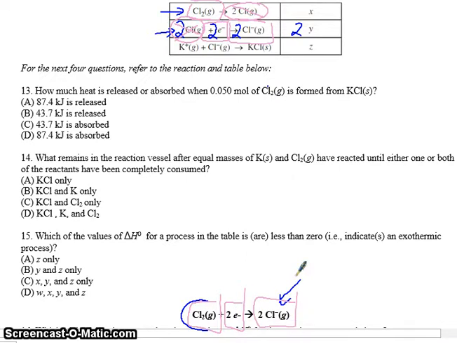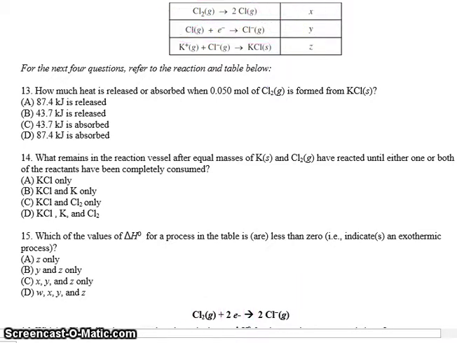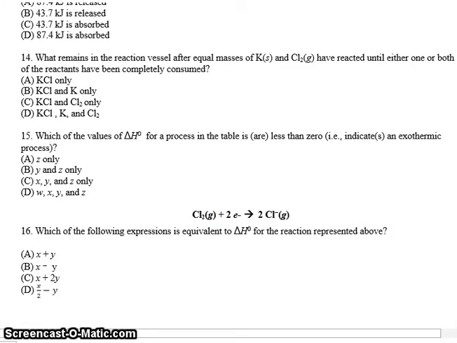So effectively, what we're doing is we're adding x plus 2y. And it's Hess's law, given from a different angle. And they often like to do this with AP exams. So x plus 2y, is there a choice for that? There is. So we are happy to choose it. So this then would be the answer.